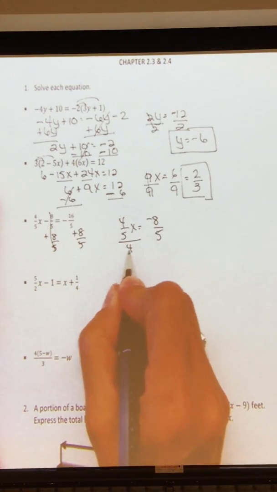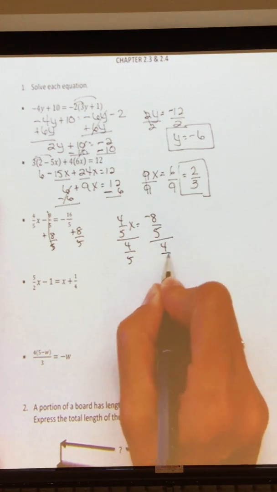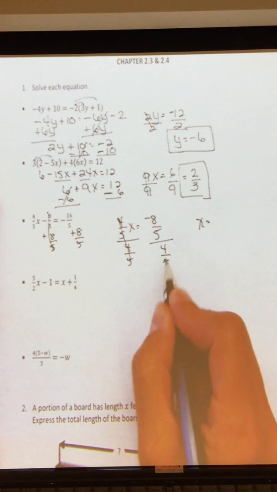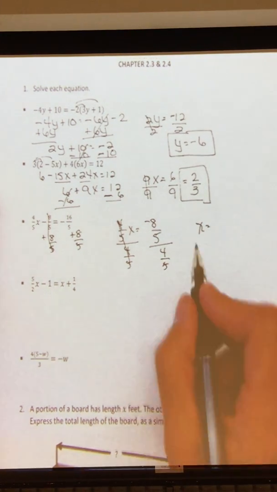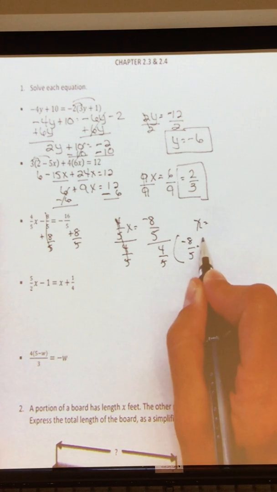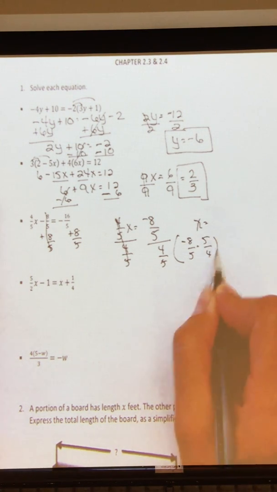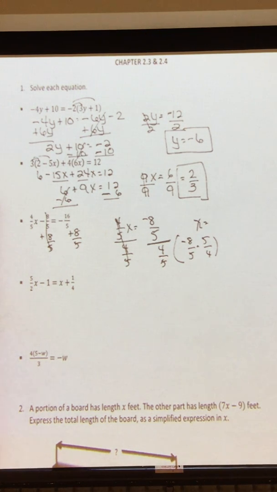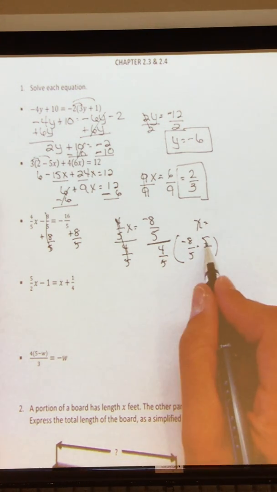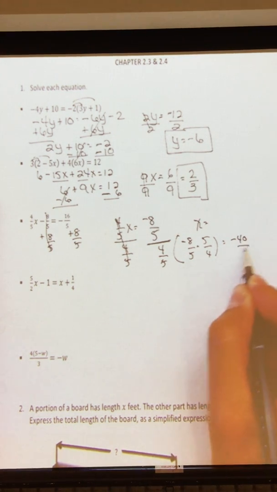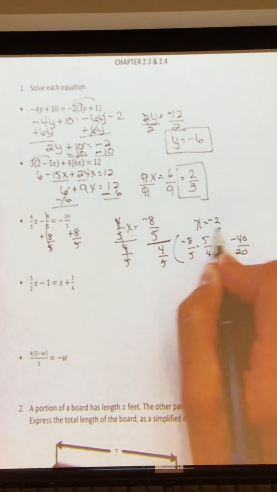So divide by 4/5. When you divide by a fraction, you flip the denominator. So this is what you really have: negative 8 over 5 times 5 over 4. Okay, so when dividing fractions, you flip the denominator. So you have negative 40 over 20. Negative 40 over 20 is equal to negative 2.